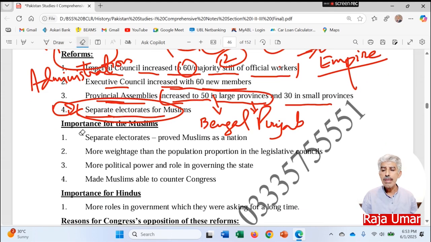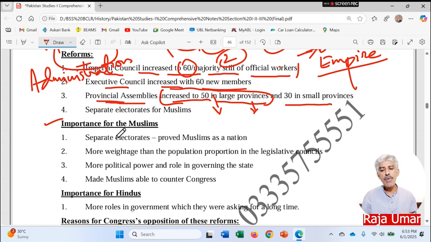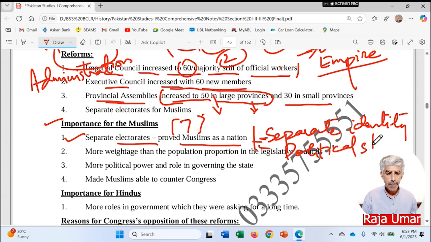Now what was the importance of these reforms for the Muslims? You may be asked why the Minto-Morley reforms were important for the Muslims of the subcontinent. This can be a 7 marks question for you. They were awarded separate electorates, which proved that Muslims were a nation, with a separate identity and separate political stature.